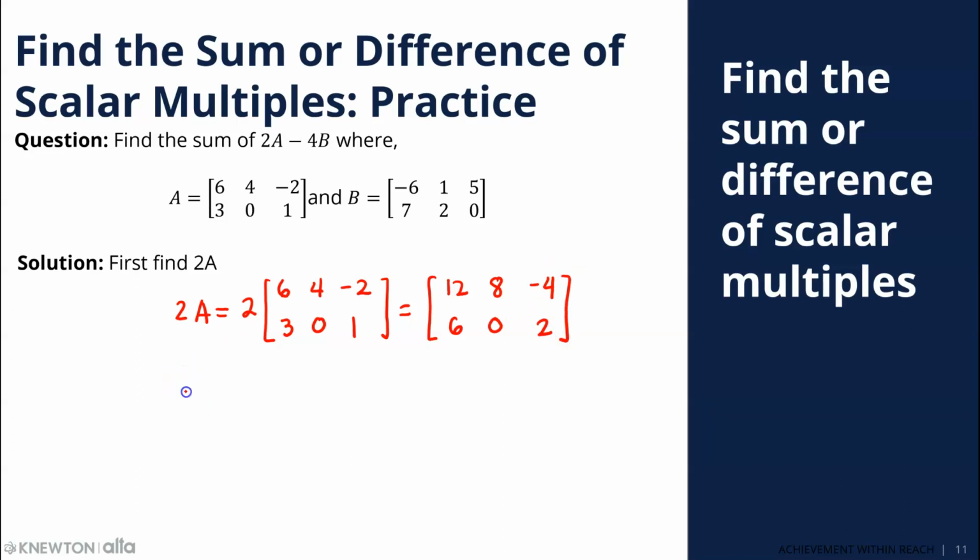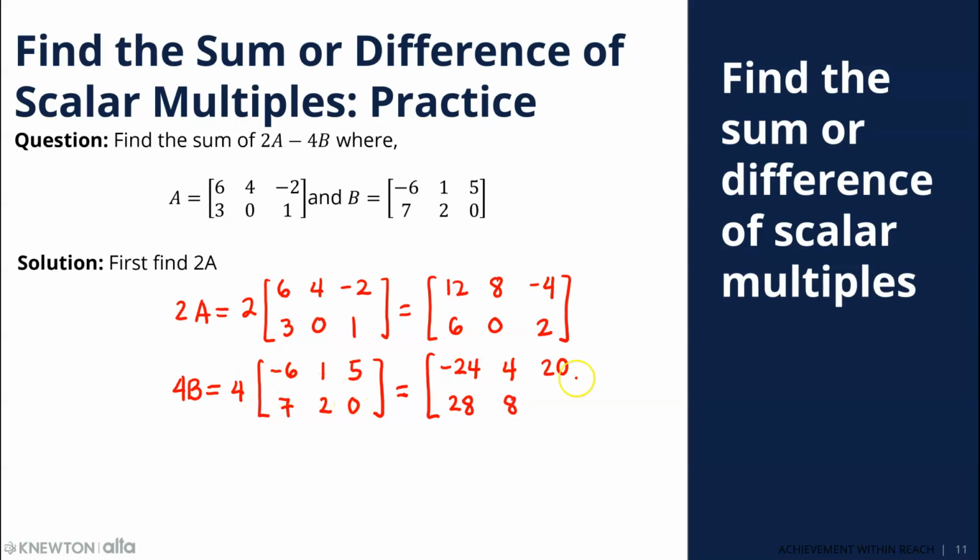Next, we find the matrix 4B. Matrix 4B is 4 times the matrix B, negative 6, 1, 5, 7, 2, 0. We obtain this by multiplying each element in matrix B by 4. So you have 4 times negative 6 is negative 24. 4 times 1 is 4. 4 times 5 is 20. 4 times 7 is 28. 4 times 2 is 8. And 4 times 0 is 0.